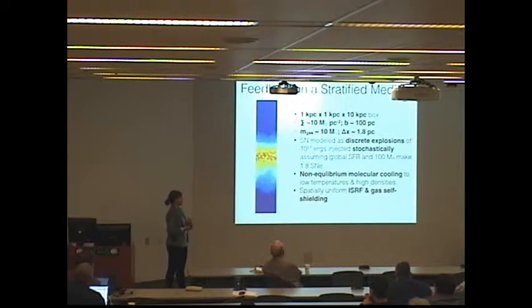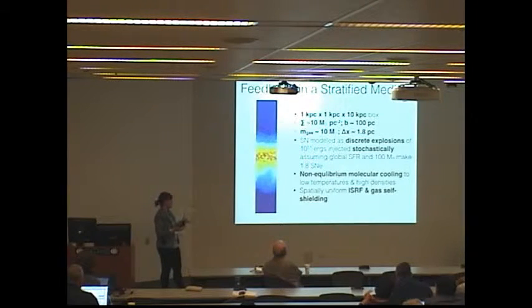In these simulations, at first I'm going to show you models where I assume a global star formation rate just based on the surface density of the gas. And I'm assuming that supernovae go off in proportion to the star formation rate and are injected stochastically. We also have a model for non-equilibrium molecular cooling, and we have an interstellar radiation field that is attenuated by some gas self-shielding prescription. And so this is showing you the box.